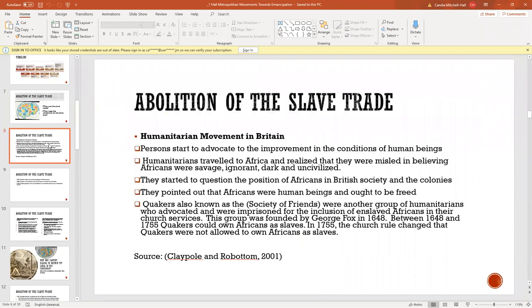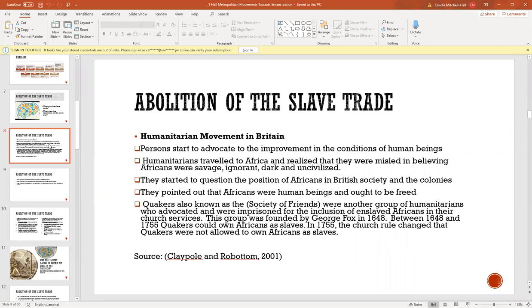Now, in Britain during this time, you had a group of people calling themselves humanitarians. These were persons who advocated for the improvement in the conditions of human beings. The truth is that the humanitarians were not originally interested in Africans. The movement started about improving the conditions of whites in Britain and in Europe, improving the conditions of the prisoners. So that's how the movement would have started.